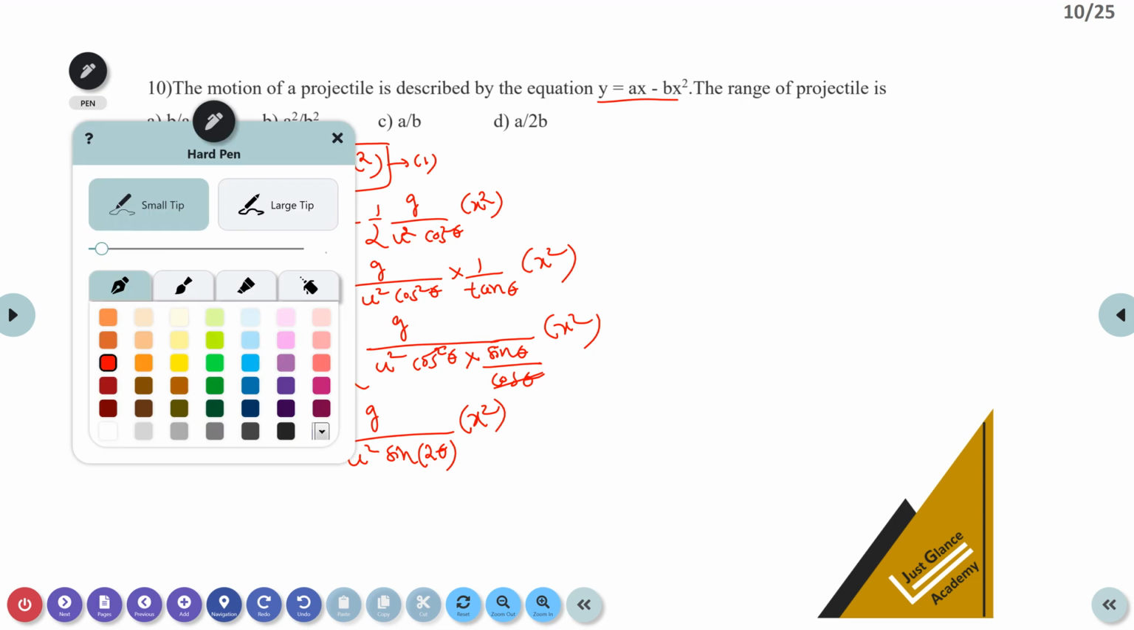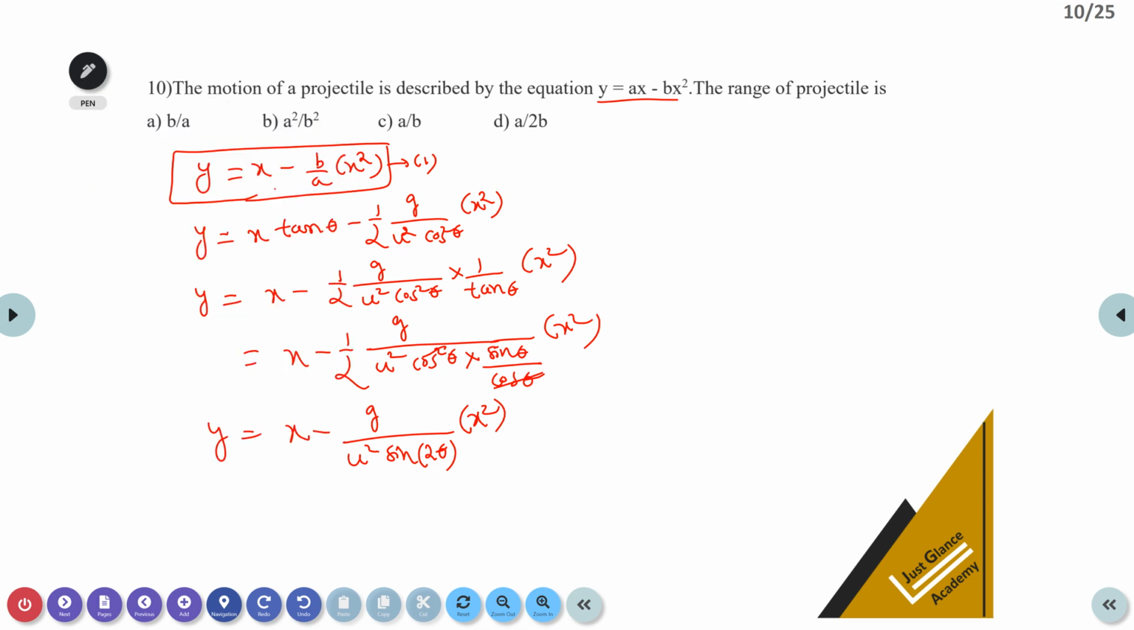By cancelling 1 cos theta, what is left here? 2 is left, 1 cos theta is left, and sin theta is left. 2 cos theta sin theta equal to what? Sin 2 theta. But I know the formula for the range, u square sin 2 theta divided by g. I know that.